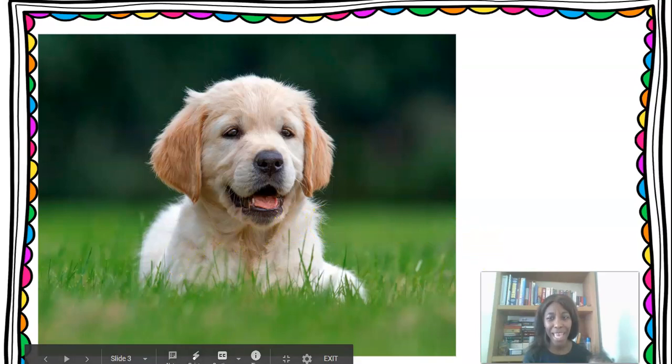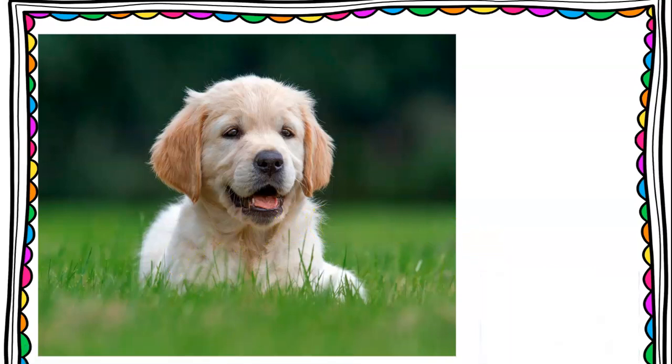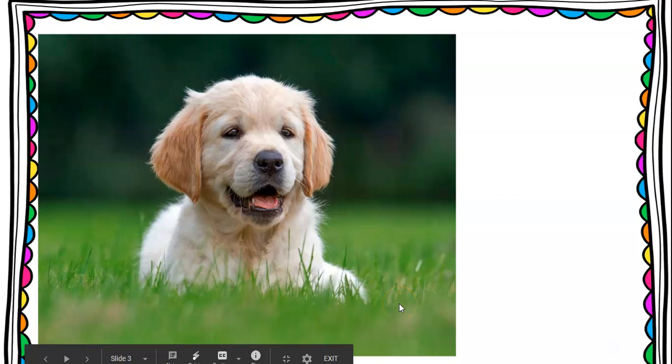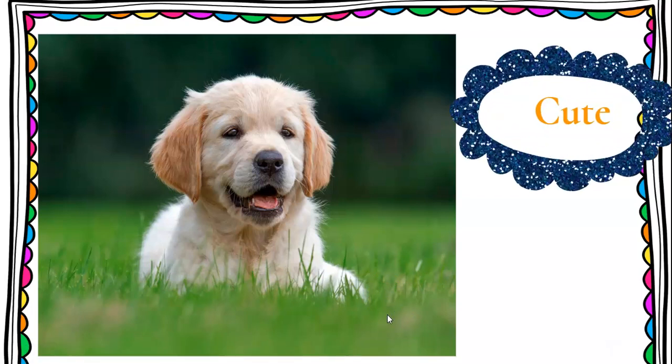Oh, look at that puppy. Now, when you look at this puppy and I ask you, how does this puppy look to you? How would you describe this puppy? How would you talk about this puppy? Oh, the first word that comes to my mind is cute. He is so cute. Look at that puppy.